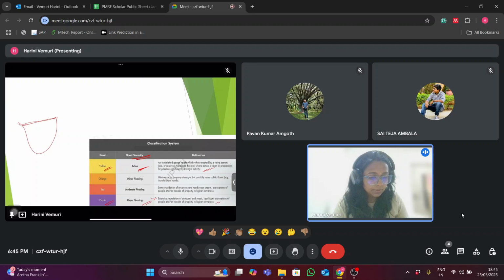So you can see the severity is increasing from up to down, and the colors given are yellow, orange, red, and purple. So you can read these definitions as well to understand the different flood severities like action, minor flooding, moderate flooding, and major flooding.